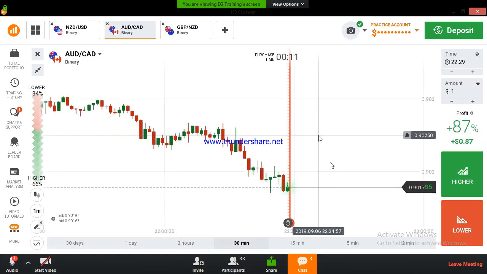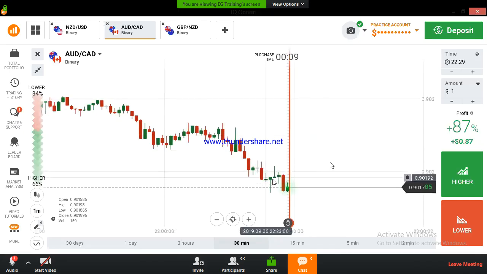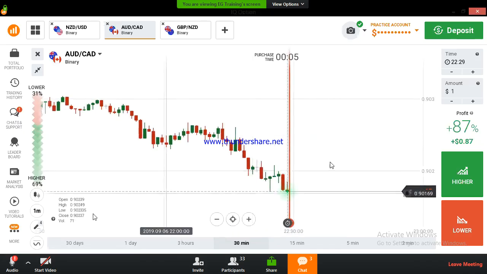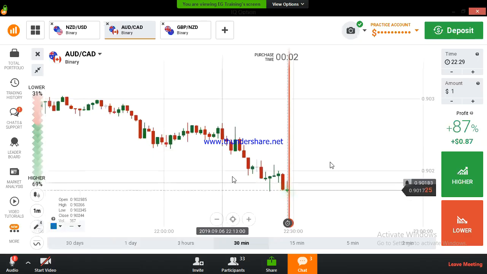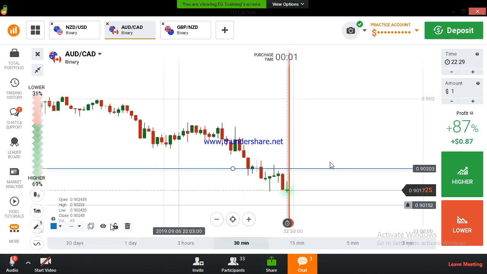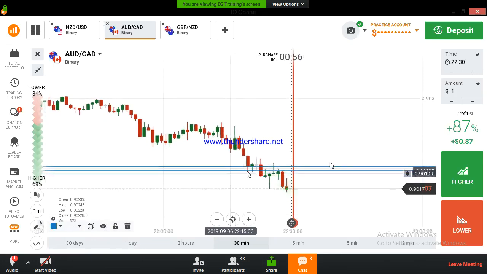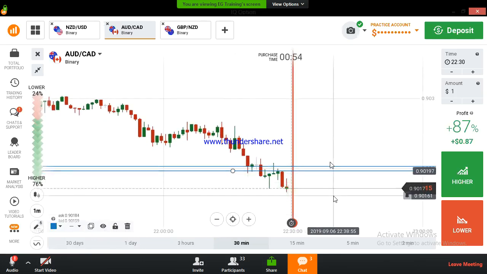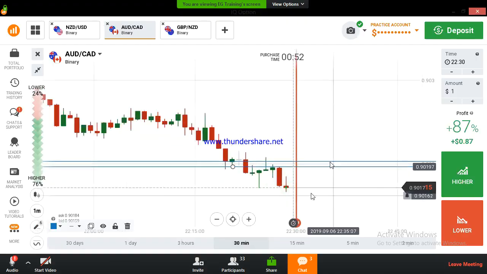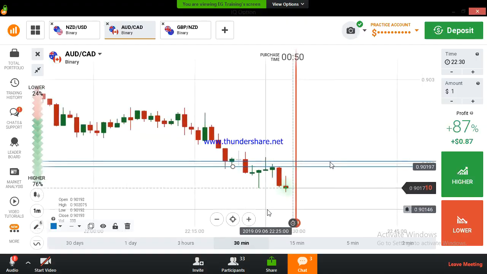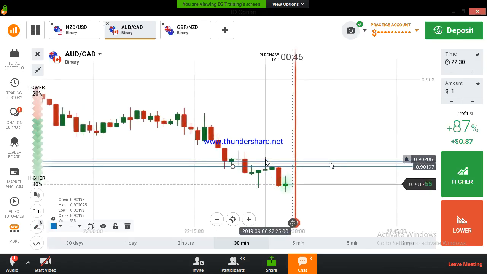These last 5 candles, if you draw a level here, you can see this one candle closes above the level. There is a level. The candle touches it and closes above the level.